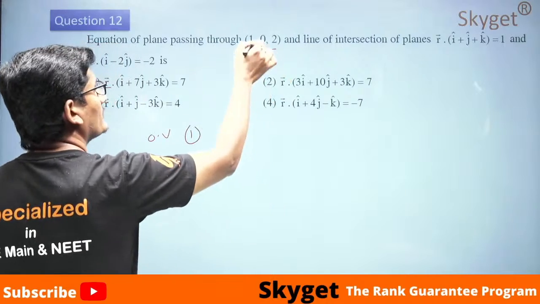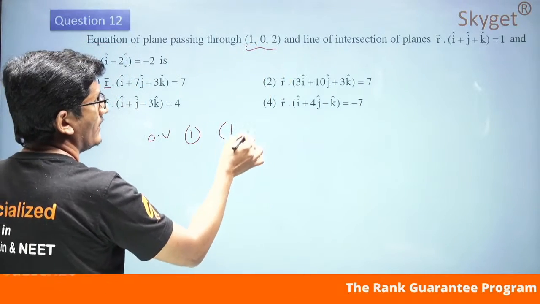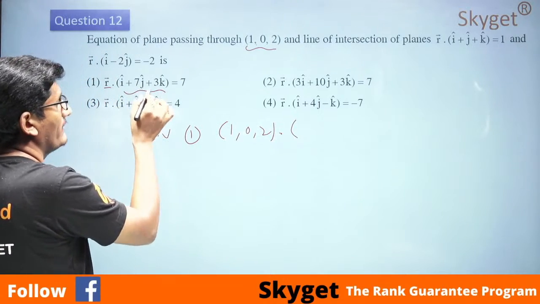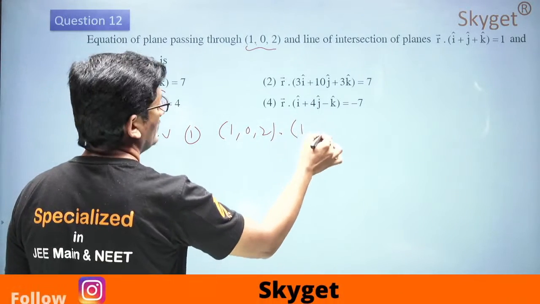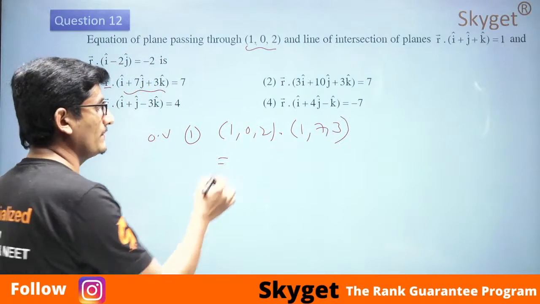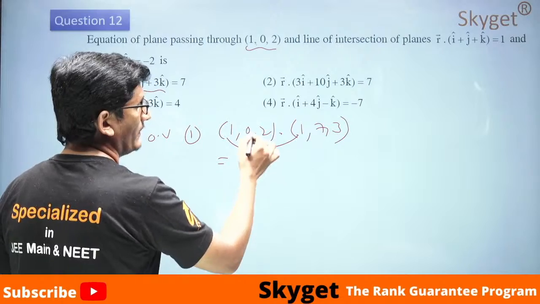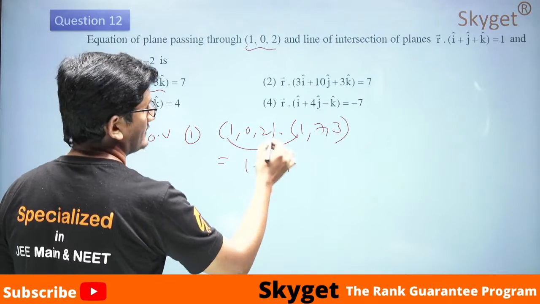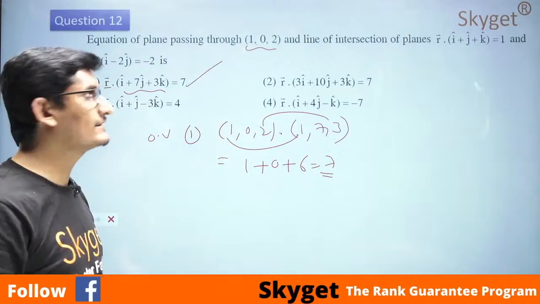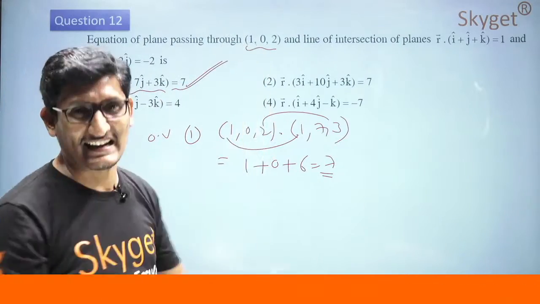So passing through the point 1 0 2, no? So 1 comma 0 comma 2 dot i plus 7j plus 3k. I am writing here 1 7 3. Now apply your dot product, a1 a2 plus b1 b2 plus c1 c2. 1 into 1 is 1 plus 0 into 7 is 0 plus 2 3s are 6. 1 plus 6 is equal to what? 7. So LHS is equal to RHS. That's it. So first option is correct, students.